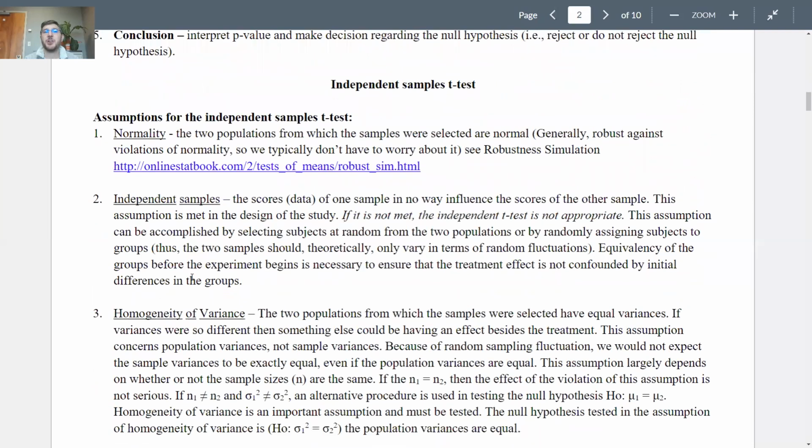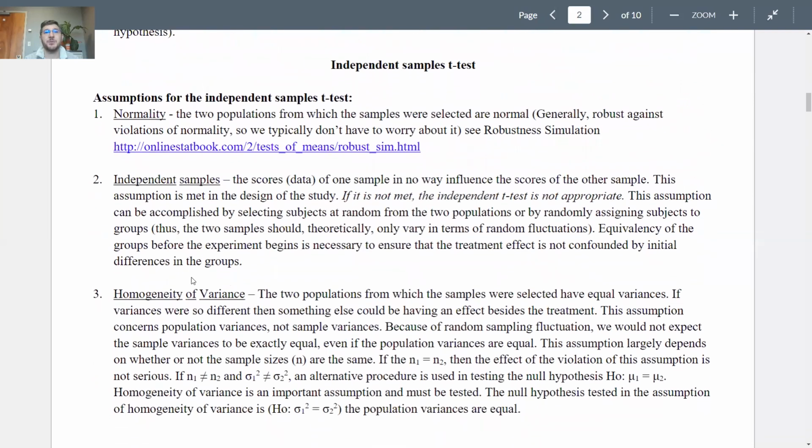So the first test we're going to talk about is the independent samples t-test. The independent samples t-test looks at the difference between two independent group means. So two independent groups, what I mean by independent groups is that scores in one group in no way impact scores in the other. So you may be comparing boys to girls, or comparing juniors to seniors, where there are distinct people in each group.